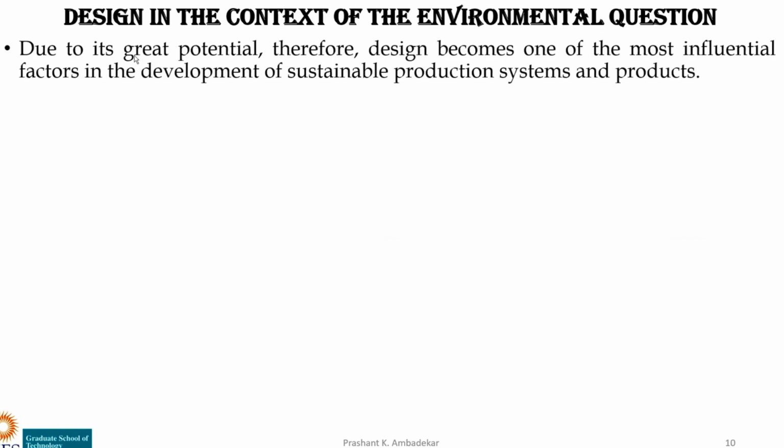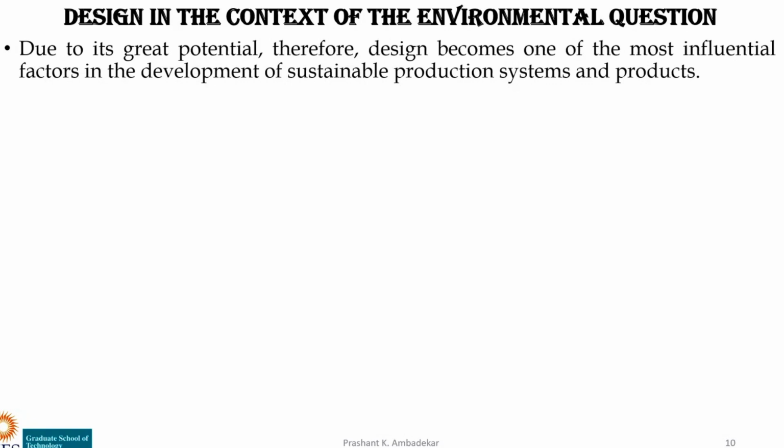Next point in this is due to its great potential, therefore, design becomes one of the most influential factors in the development of sustainable production systems and products. So earlier only I told you that who is at the center, the design is at the center. So anything that is manufactured is based on how it is designed. If you are manufacturing a product by additive manufacturing, by casting, or by machining, these are three different methods of manufacturing.